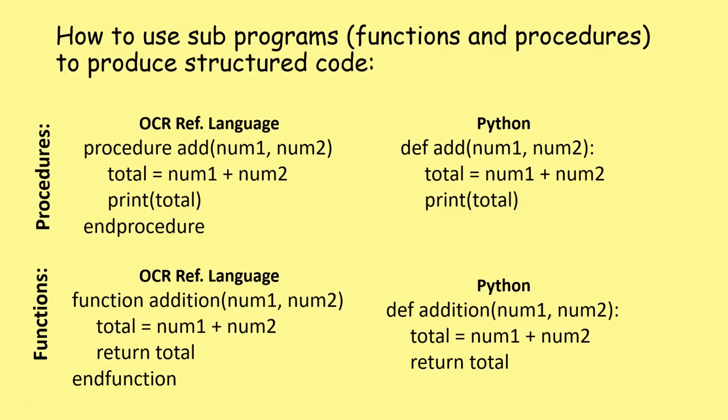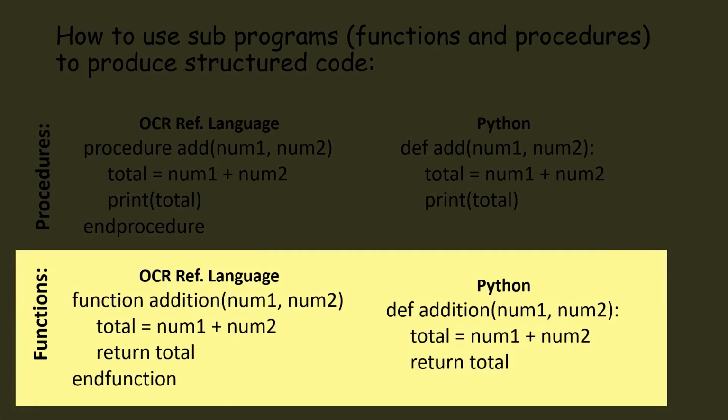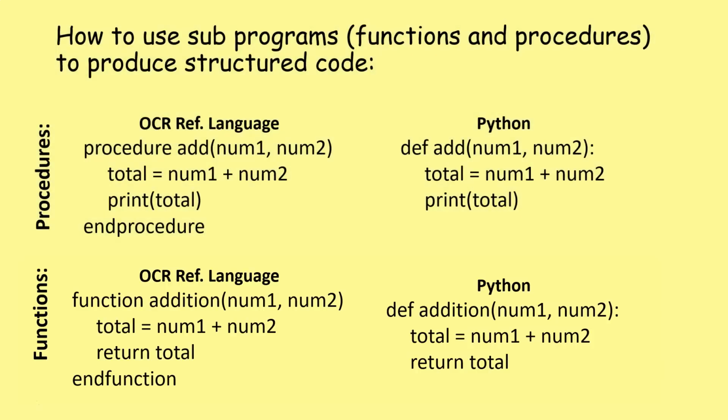If we're not returning it, it's a procedure. If we are returning something, it is a function. For functions in the OCR reference language, we use the keyword function. Apart from that, it works very similar, except we have this return total line, because the function was returning a value to the main program.